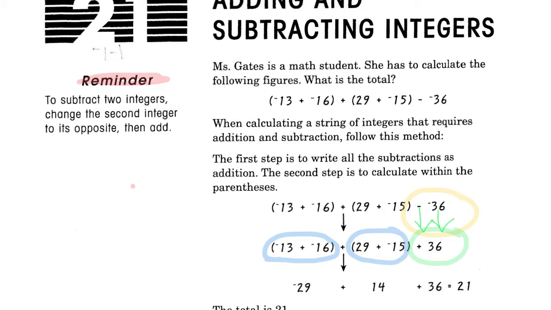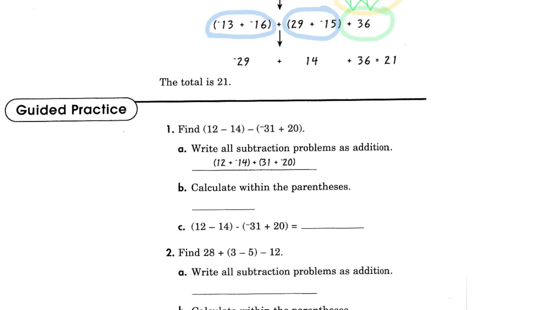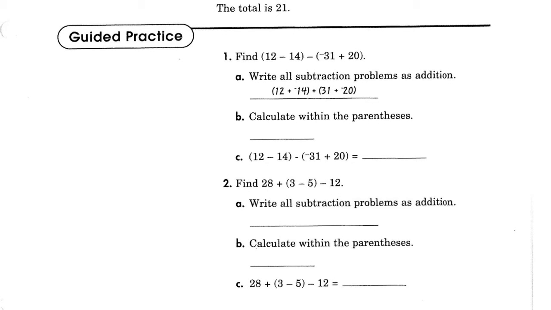So negative 13 plus 16 is negative 29, plus 29 plus negative 15 is 14. Then you're going to add 36. And when you go through and add negative 29 plus 14 plus 36, you get 21. So the total is 21. Now, when we are doing this, we're going to follow these rules on the guided practice.